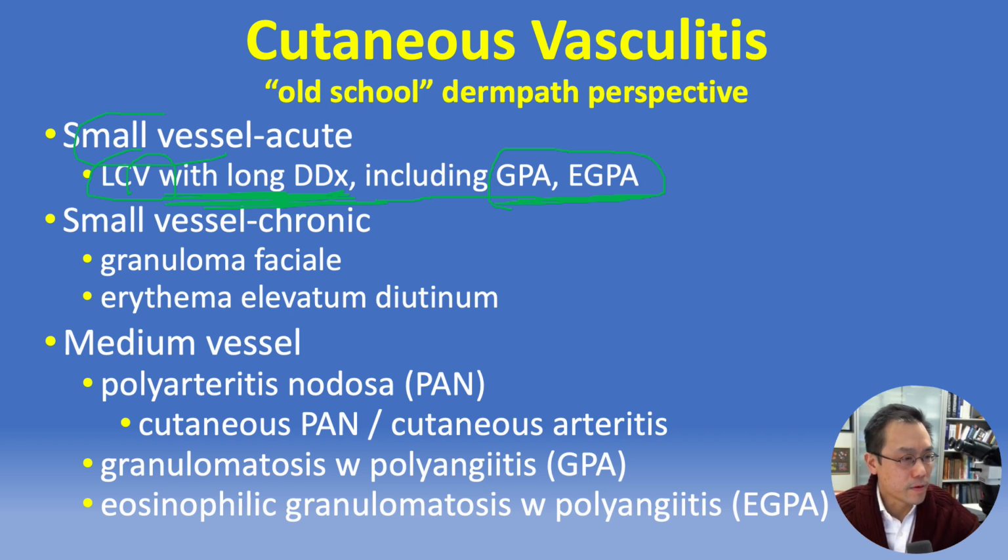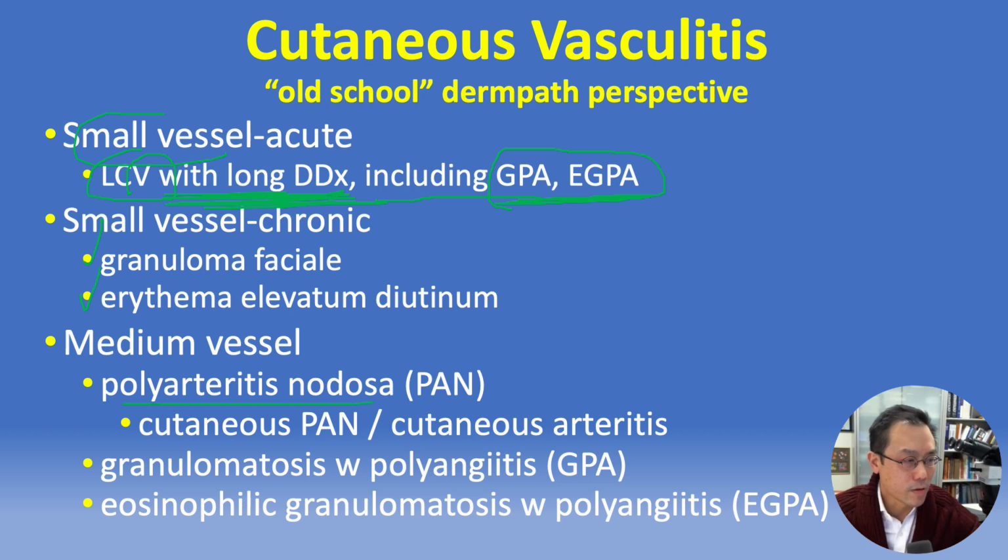Now there's a couple unique flavors of chronic small vessel LCV, granuloma faciale and erythema elevatum diutinum. We'll take a brief look at those. And then we have our true medium vessel vasculitis, which again some people will refer to as large vessels. But in the spectrum of the human body, including the aorta, there are no large vessels in the skin. So this is a medium vessel vasculitis, large for the skin, medium for the body.